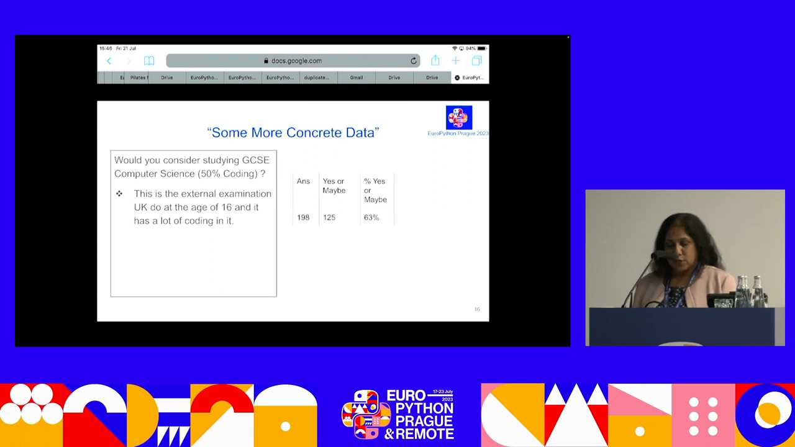Now you may be wondering, do we have any concrete data to support the effectiveness of this approach? I present you a table illustrating the percentage of students interested in pursuing computer science as a GCSE subject. This is the external examinations we take in the UK at age 16, and this has a lot of coding within it. And surprisingly, the numbers speak for themselves, highlighting the profound impact this experience had on their aspirations. So out of the 198 students that have currently responded, 125 said yes or maybe, so currently registering a 63% interest.